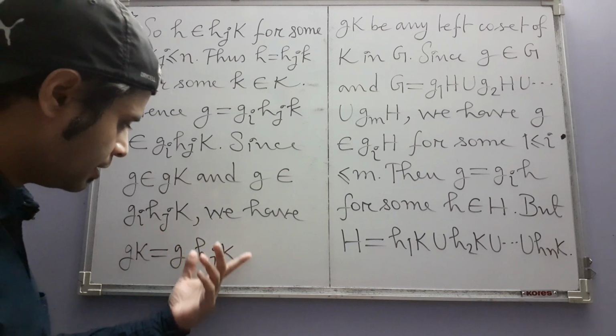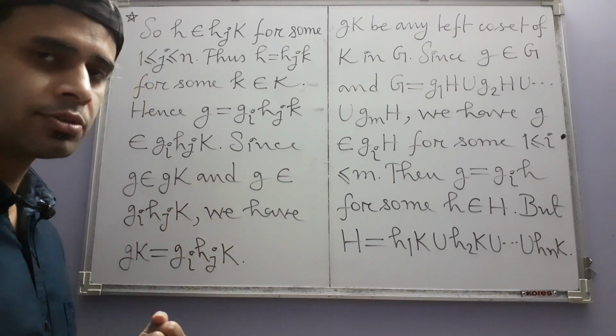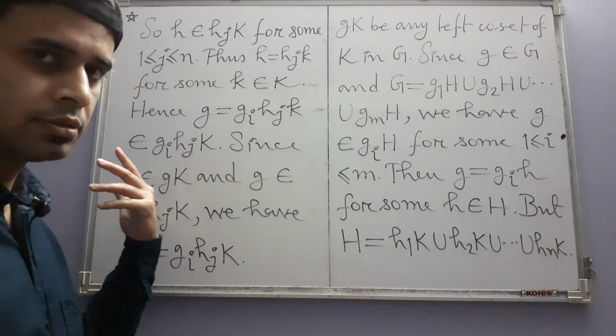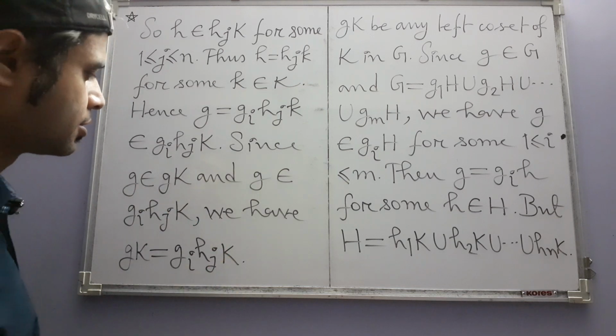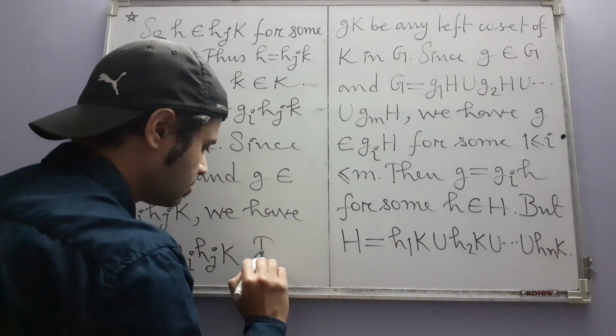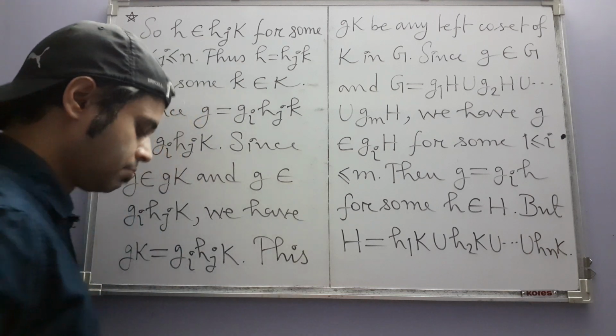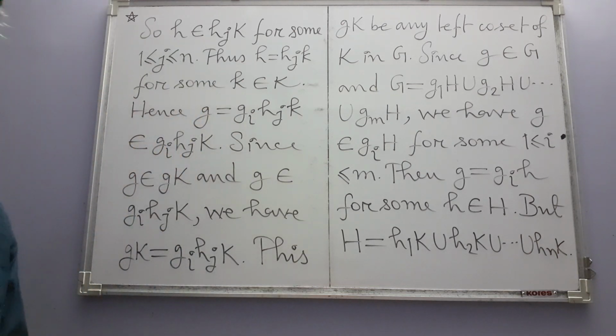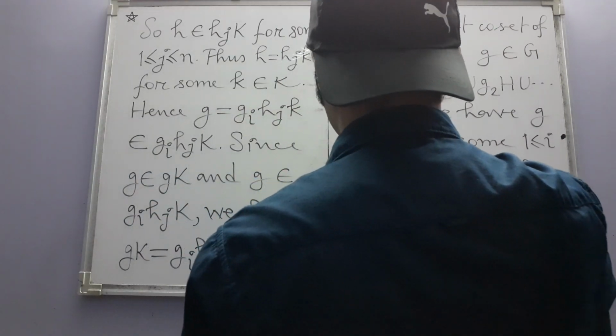It's that in these cosets, in this list of cosets itself, we have taken into account all the left cosets. This proves the first claim, or this proves our claim.